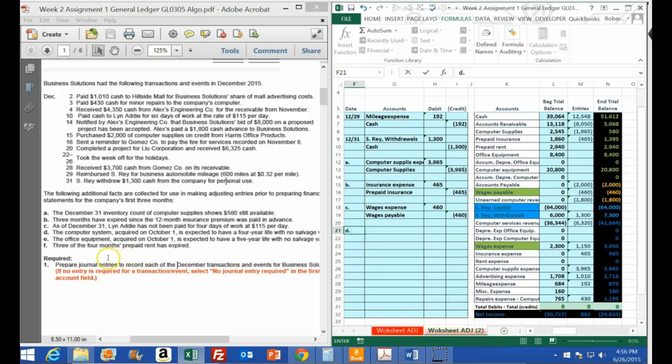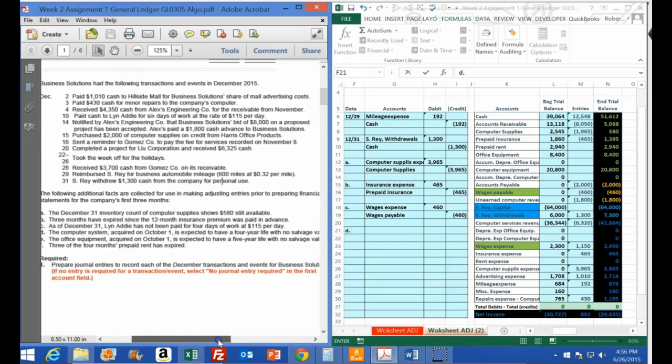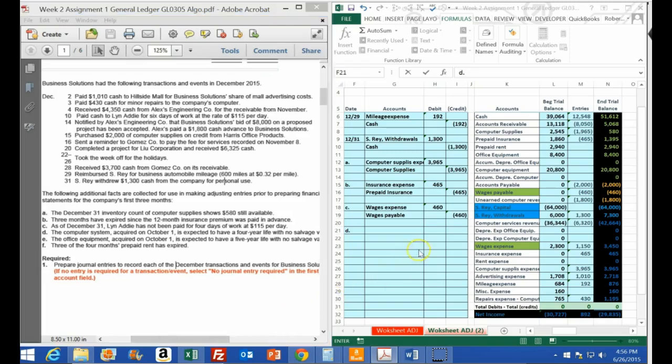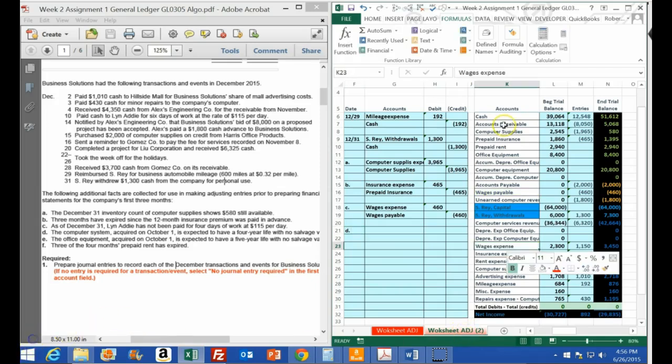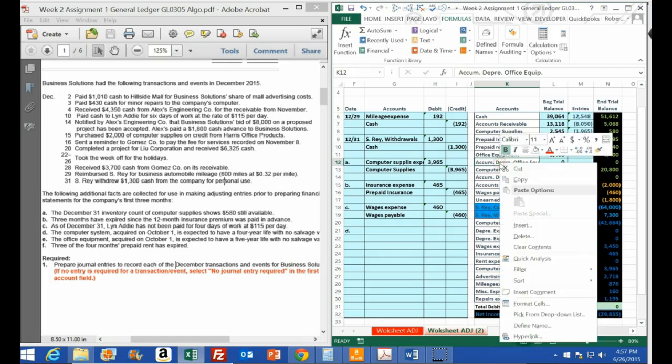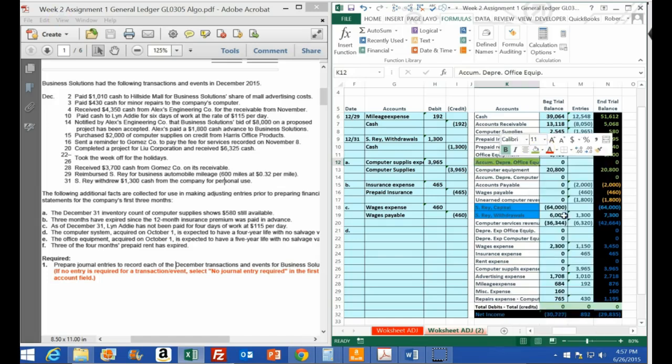D says the computer system acquired on October 1st is expected to have a 4-year life with no salvage value. Okay, so we're talking about computer equipment, so let's think about what accounts will be affected. Remember our rules for the adjusting process. There's going to be a balance sheet account that is not cash related to equipment, and you might be saying, well, that's going to be office equipment. But in this case, it's going to be the account related to it, because we're not going to write down the equipment. What we're going to do is write down the related account. So it's a little bit tricky in our process here. It's actually the accumulated depreciation related to the office equipment.